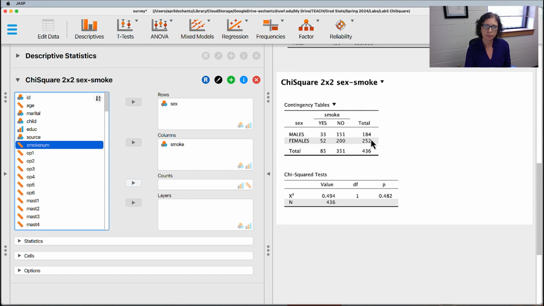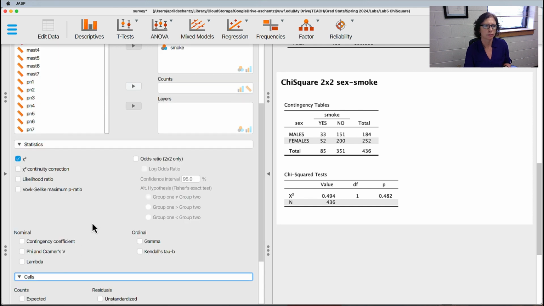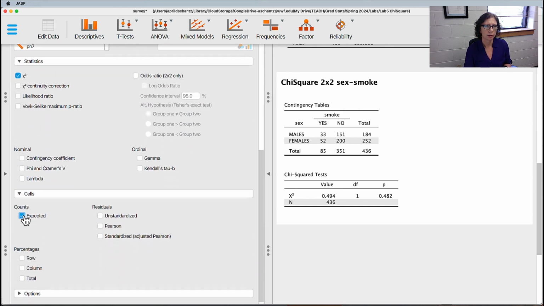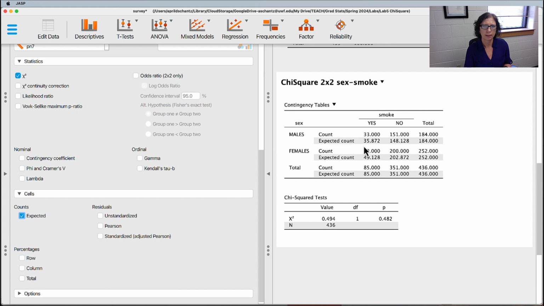Similarly, out of the 252 females who told us their smoking behavior, 52 of them said they smoke and 200 of them said they don't smoke. So this is good starting information, but we need to know how many were expected. Well, we'll go to cells. That's where we want. And go to expected. Now we see more information.